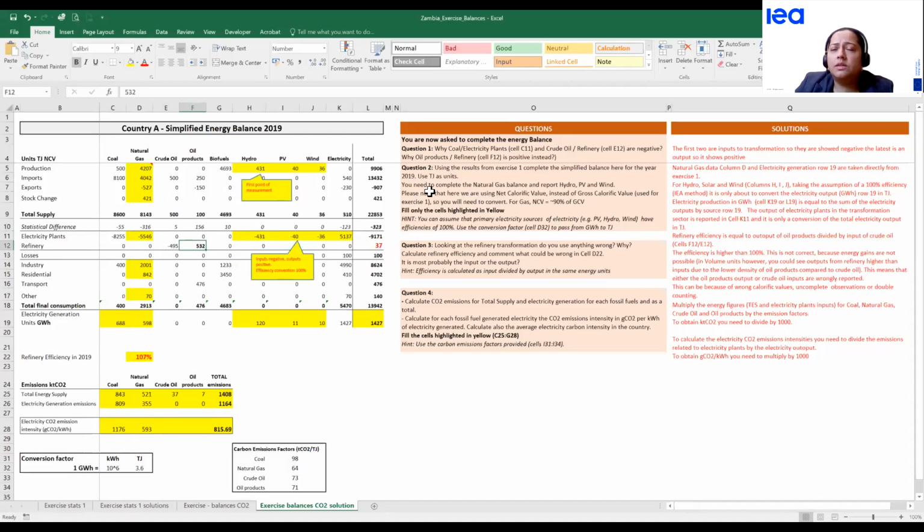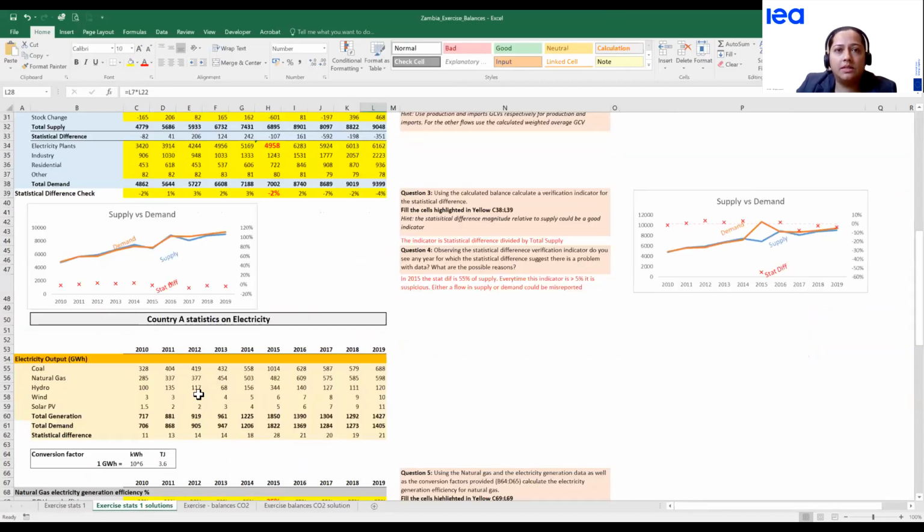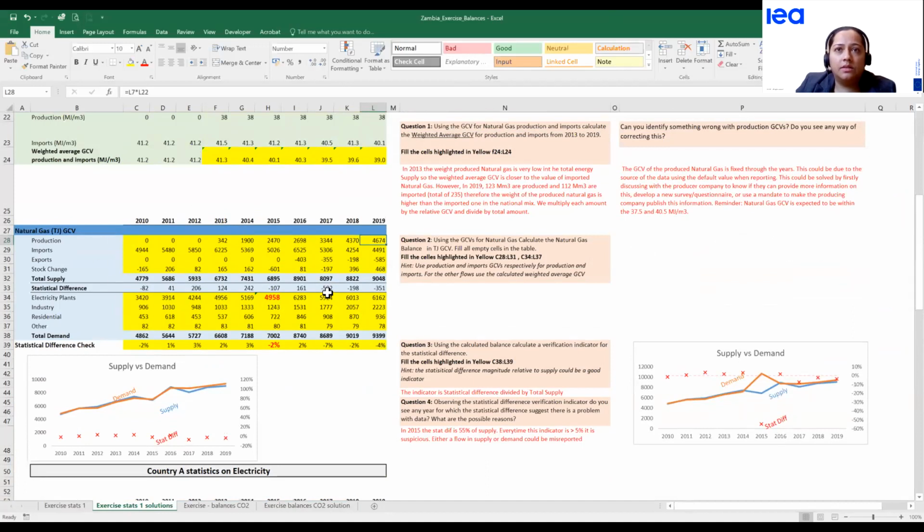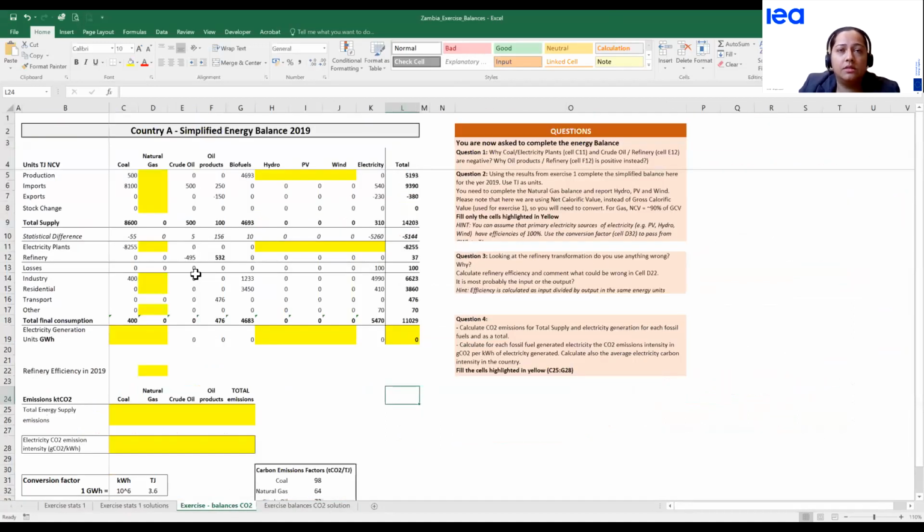The question 2 was, using the results from exercise 1, complete the simplified balance here for the year 2019 and use terajoules as unit. So here we know that in the exercise that we did yesterday, we had this balance of natural gas, terajoule, gross calorific values. So this is the table, and we are going to use that commodity balance and fill this energy balance. And here the unit, first thing you look at the unit, here it's in terajoule, but net calorific values.